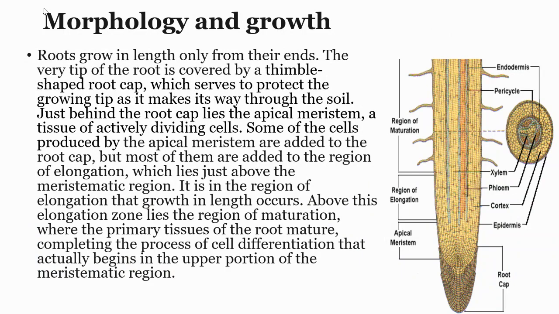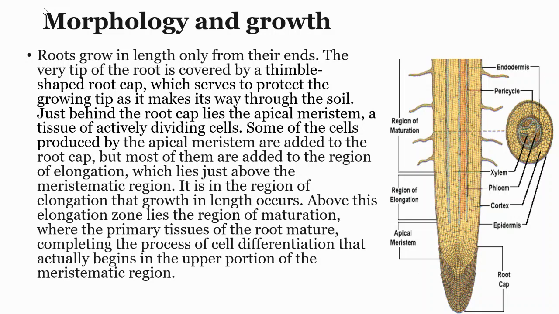Morphology and growth. Roots grow in length only from their ends. The very tip of the root is covered by a thimble-shaped root cap, which serves to protect the growing tip as it makes its way through the soil. Just behind the root cap lies the apical meristem, a tissue of actively dividing cells. Some of the cells produced by the apical meristem are added to the root cap, but most of them are added to the region of elongation, which lies just above the meristematic region. It is in the region of elongation that growth in length occurs.